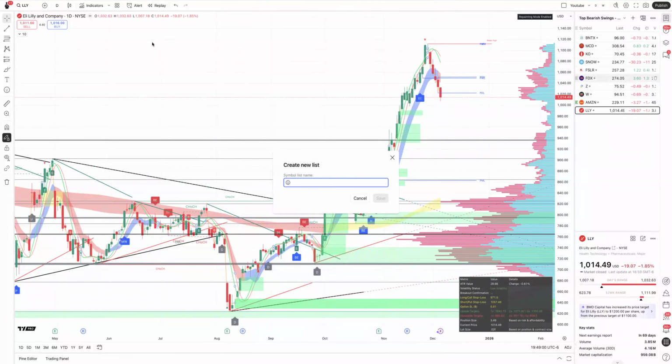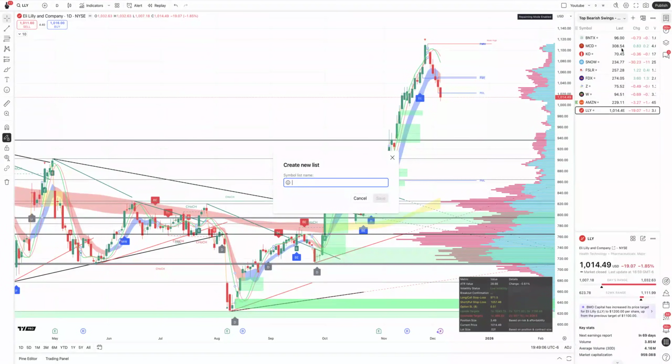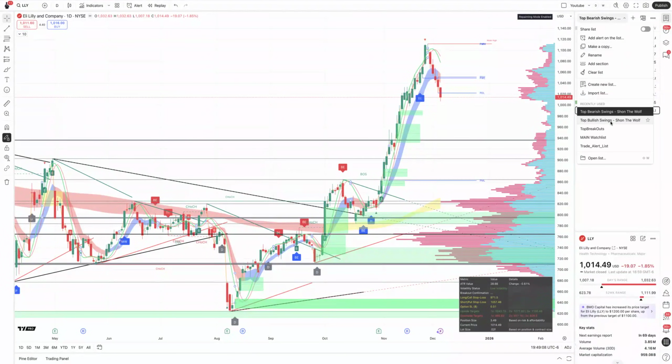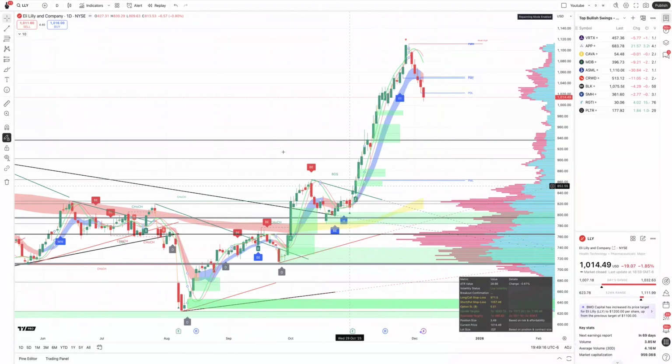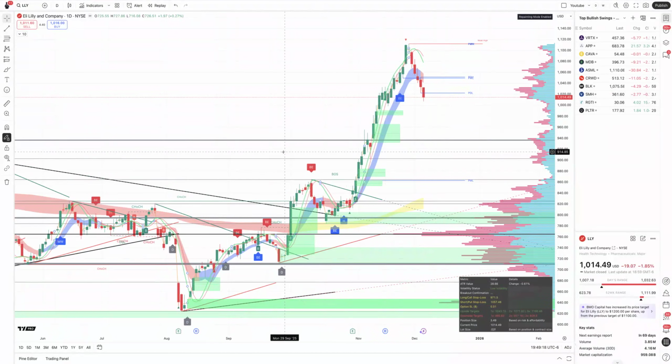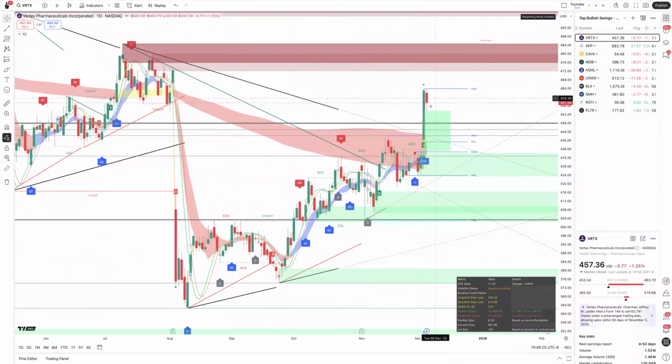This list that I made on TradingView matches this bearish list. And then I created a second list for top bullish swing trades, and this list matches the Discord bullish list. So when you're using Black Wolf to do a swing trade, there's nothing wrong with a bullish stock like VTRX having a red day.